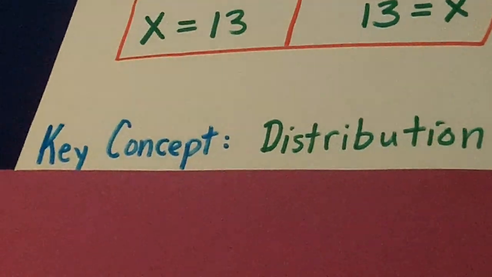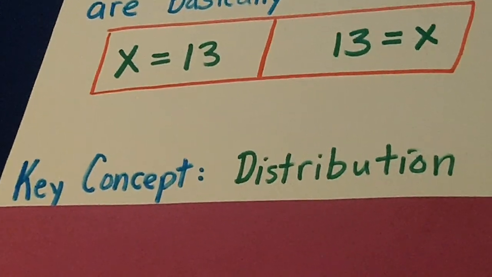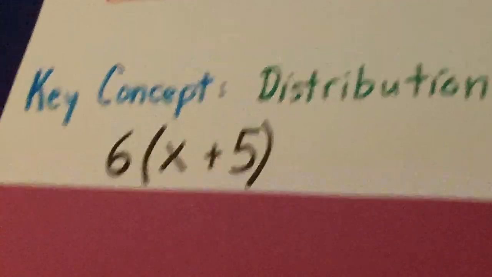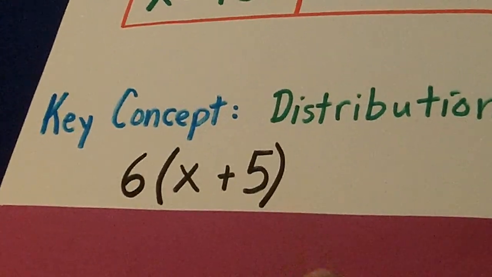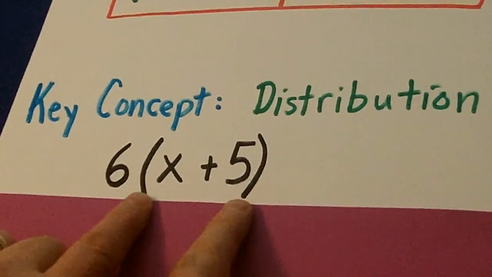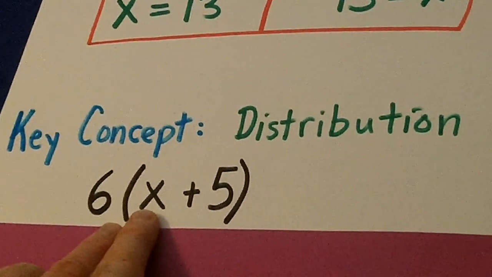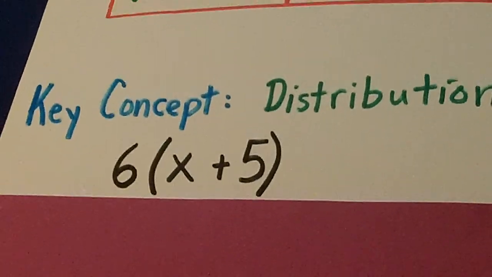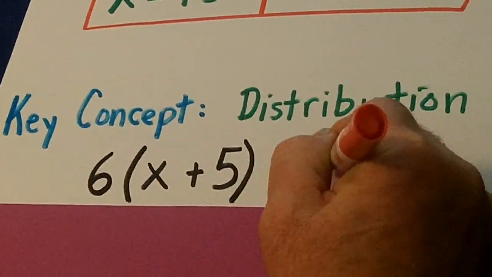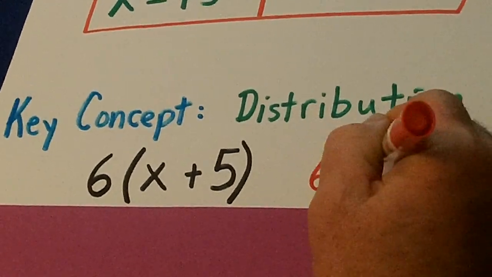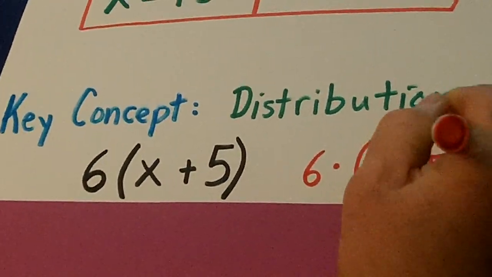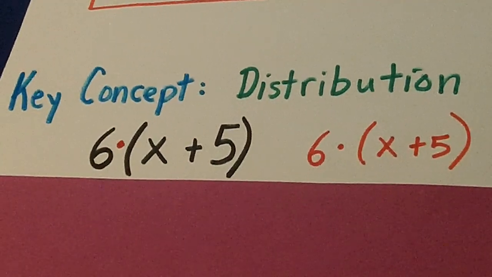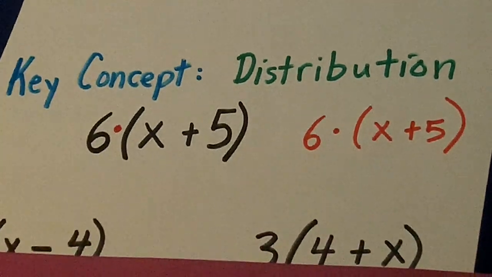Ooh, key concept, distribution. To distribute means to give out evenly in this case. Now, watch this. You may see 6 and then parentheses with maybe x plus 5 in the parentheses. Now, what this means is 6 times x plus 5. So there's a little times right there that isn't written, but that is what it means.